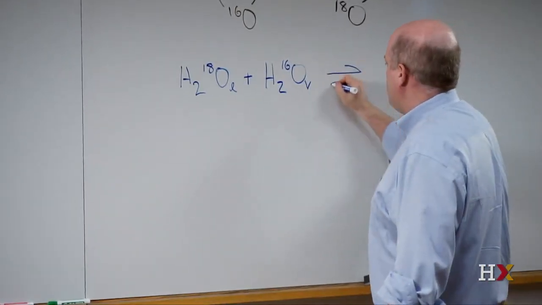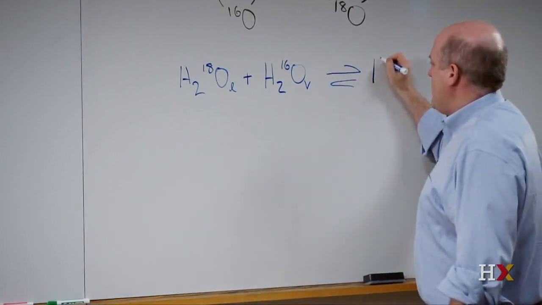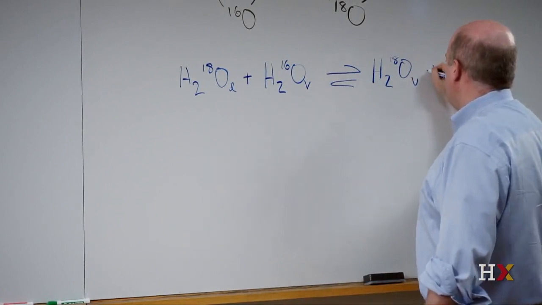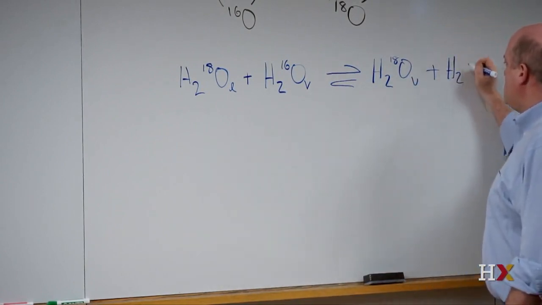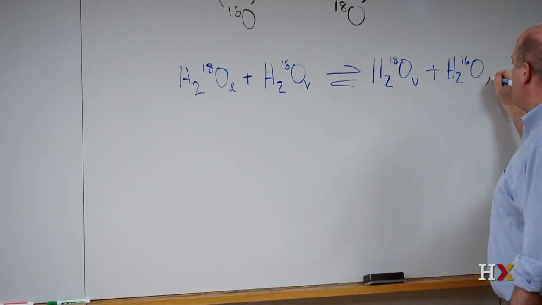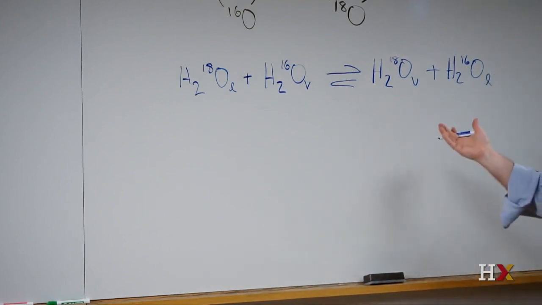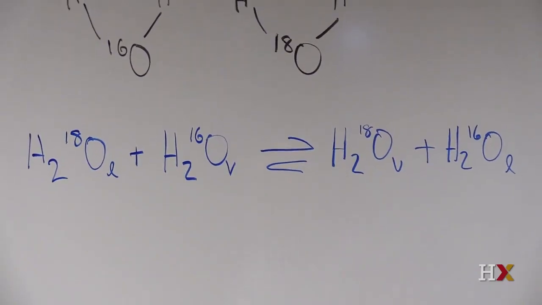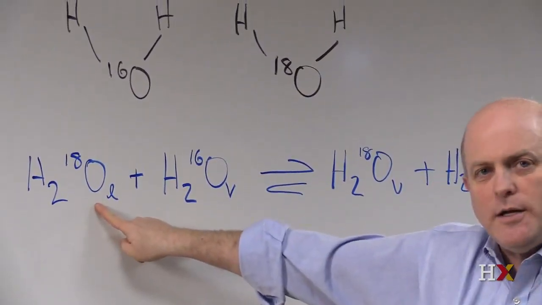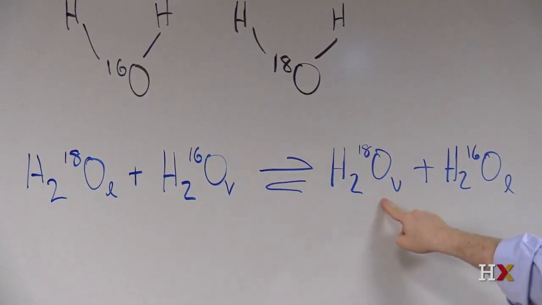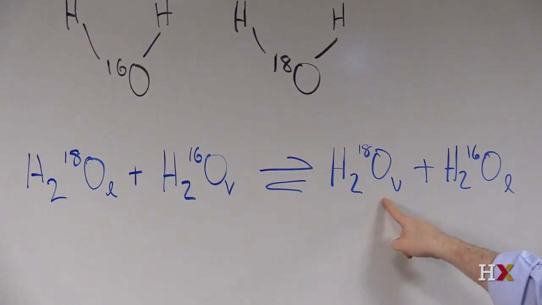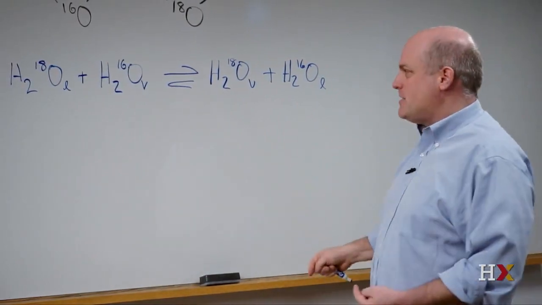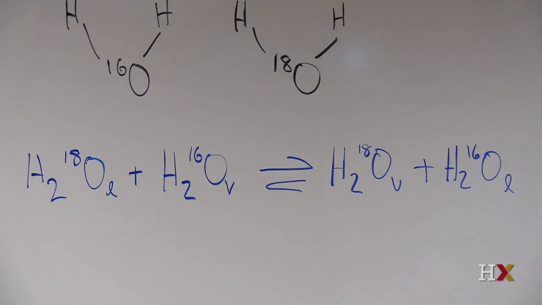And that goes to H2O18 in the vapor plus H2O16 in the liquid. You can see in this isotope exchange reaction, not much is happening here. All that's happening is you're exchanging the oxygen 18 in the liquid for an oxygen 18 in the water vapor. So all that's happening here is that oxygen 18 atom is switching allegiances between the liquid and the vapor.